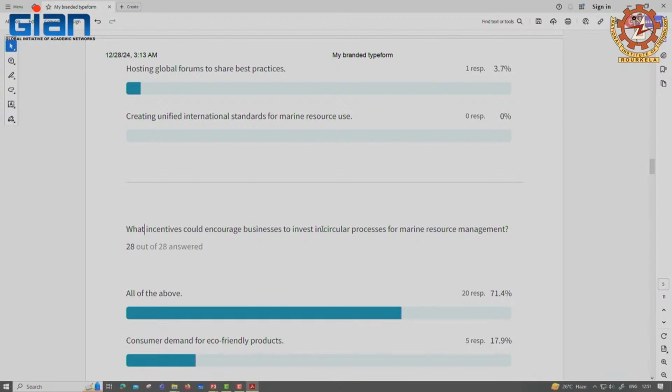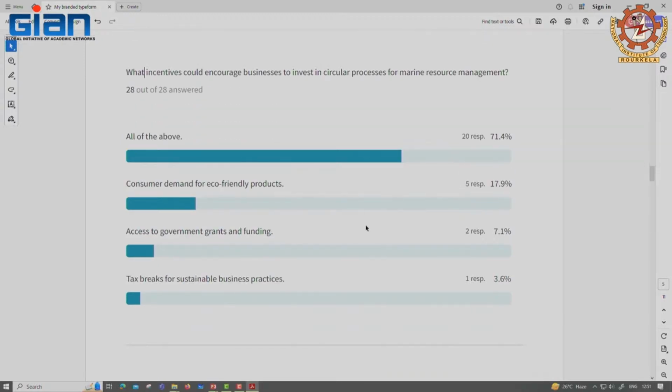What incentives could encourage businesses to invest in circular processes? Consumer demand for eco-friendly products, access to government grants and funding, tax breaks for sustainable business practices. Some of these things are happening at government level. Those who add environmental credentials to their businesses are getting rebates on taxes. For money invested in research and development, every €1 invested in research, they get a 20% discount on their taxation. So these incentives are happening.